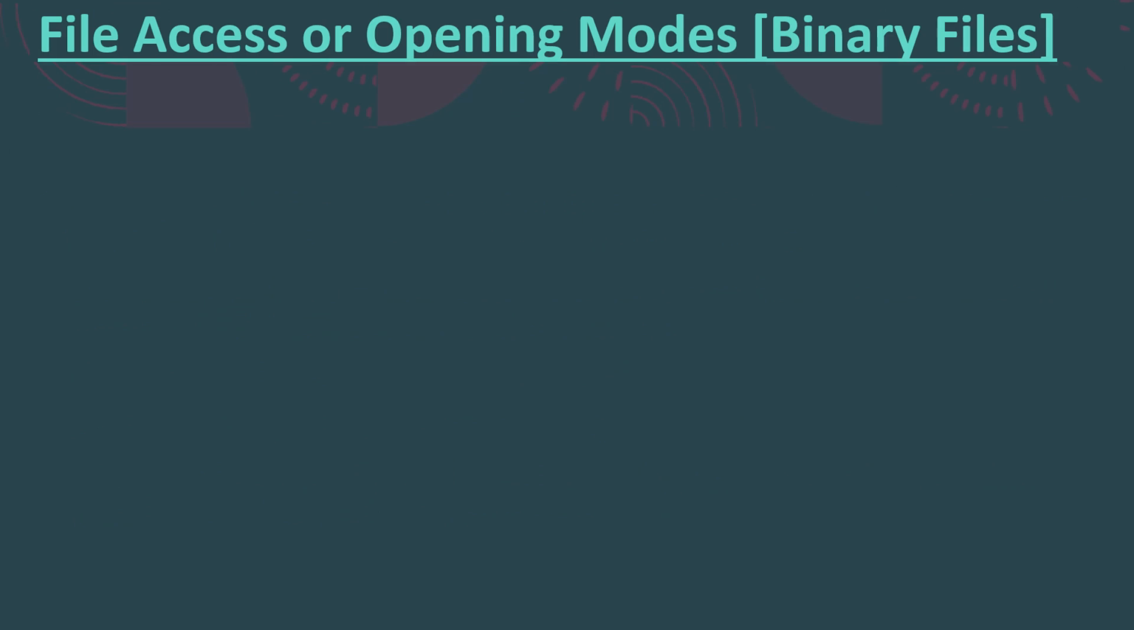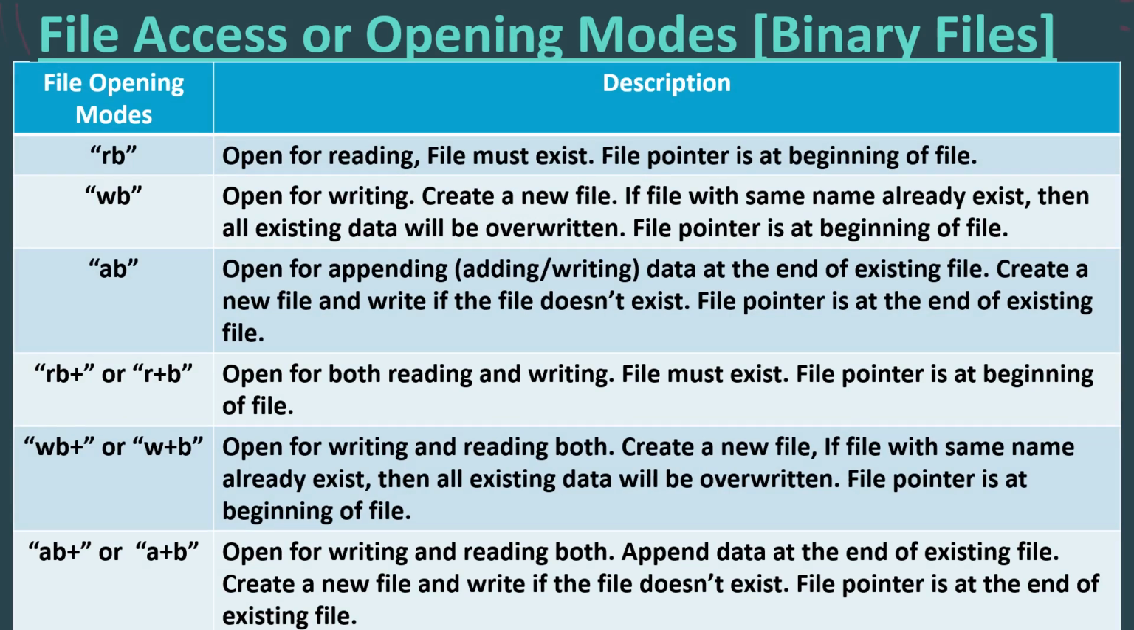Now there are different file access or opening modes for binary files. You can see, just as a text file, you can open it in the same modes, but the only thing is that you have to use one more character, that is b. So rb for reading, wb for writing. Here b signifies that the reading and writing operations are taking place through byte stream. So this is not a normal text file, this is a binary file. So the operations will be taking place like that. So that is why you have to specify the character b along with r and w.